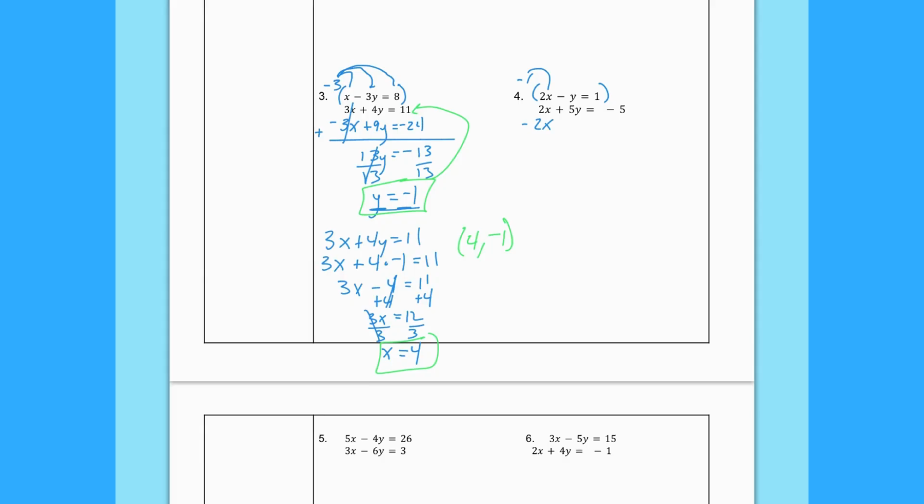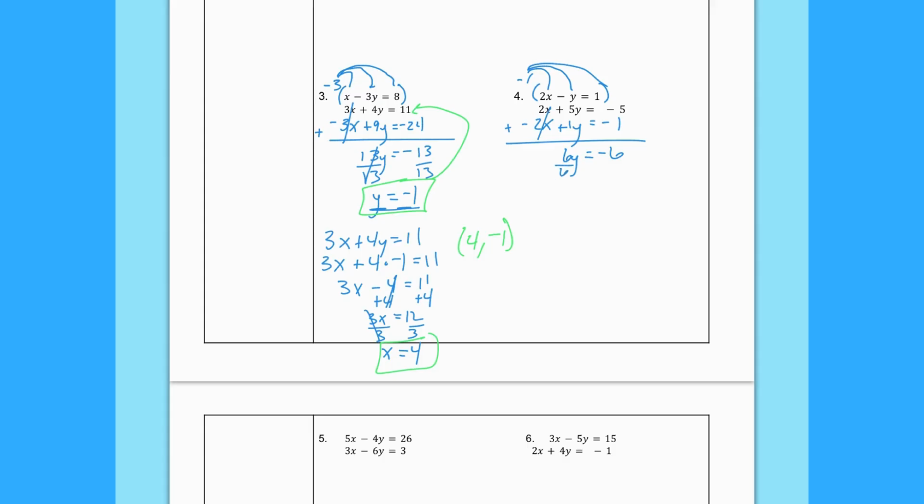So now the 2x and negative 2x will cancel. Negative 1 times negative y is positive 1y. And negative 1 times negative 1 is negative 1. Now I can add these last two equations together. 2x plus negative 2x, that is eliminated. 5y plus 1y is 6y. And then negative 5 plus negative 1 is negative 6.